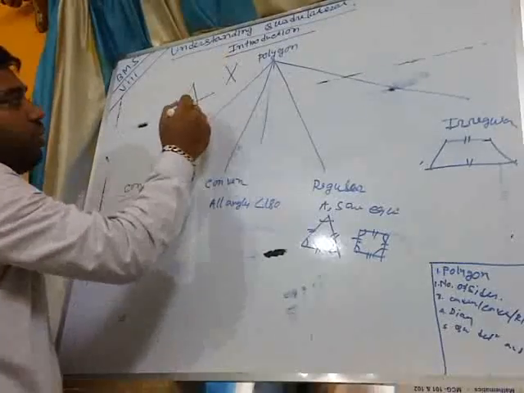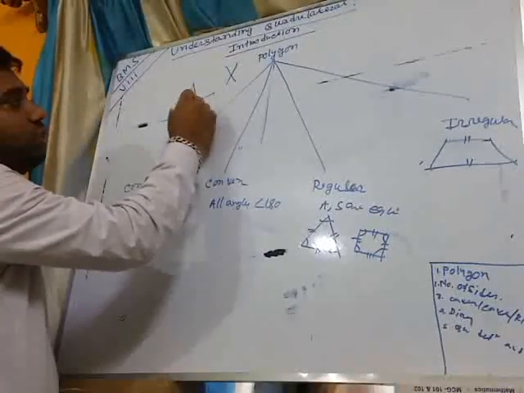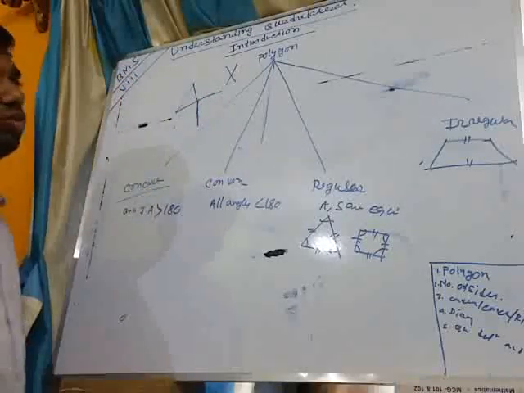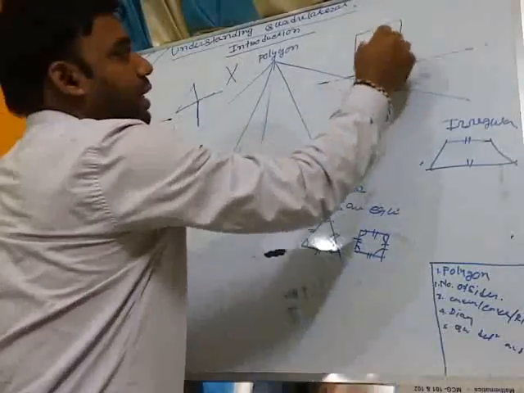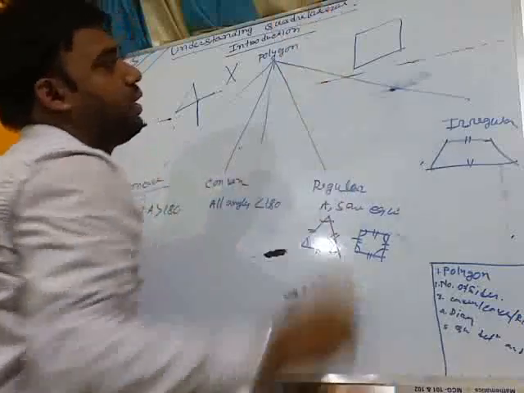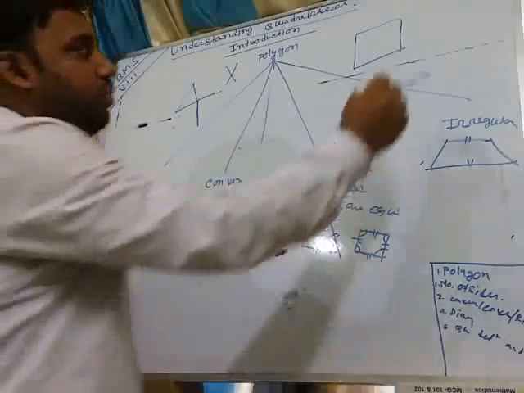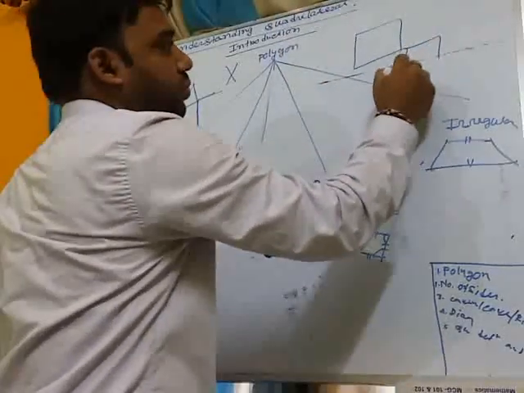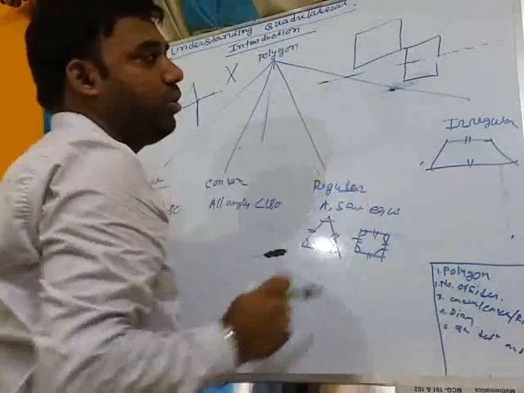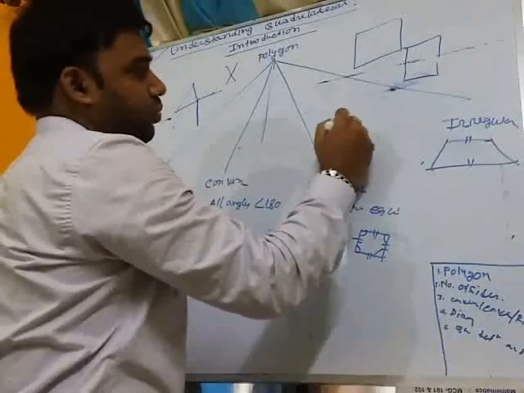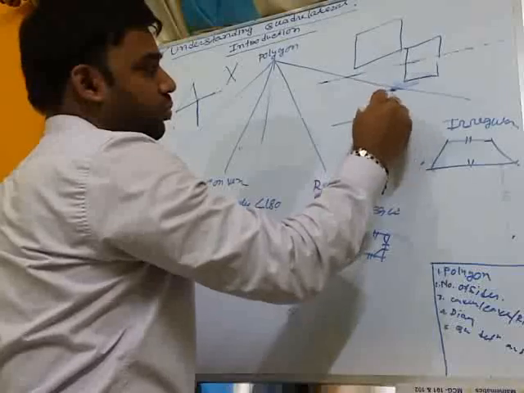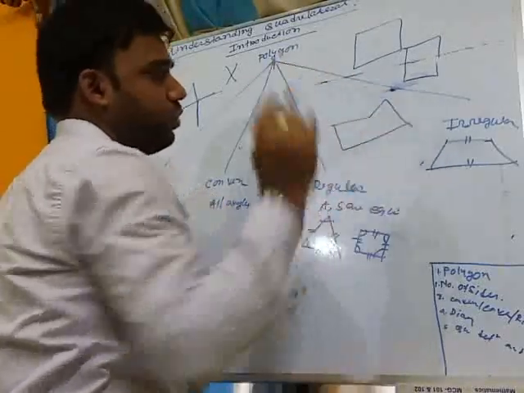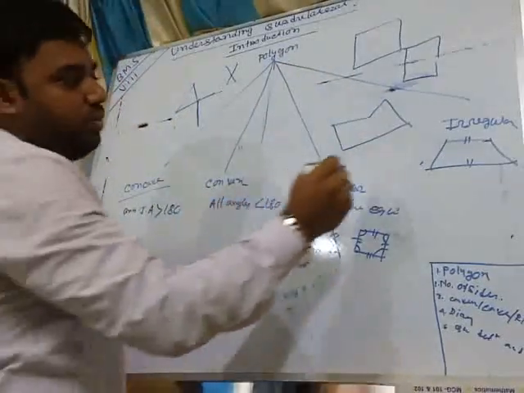No, because this portion is not closed. This portion is not closed. Is that figure a polygon? Yes. Is that figure a polygon? No. Is it a polygon? Yes.